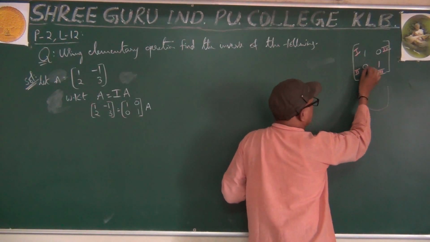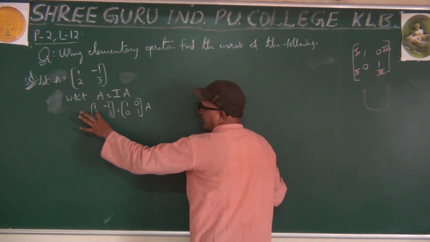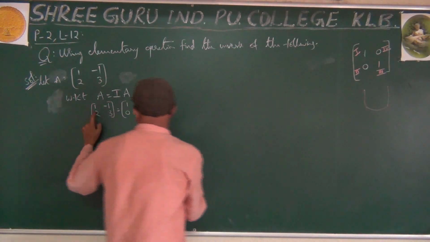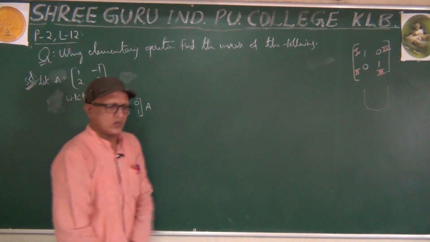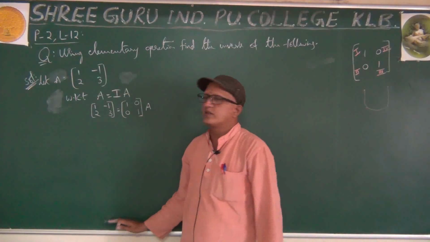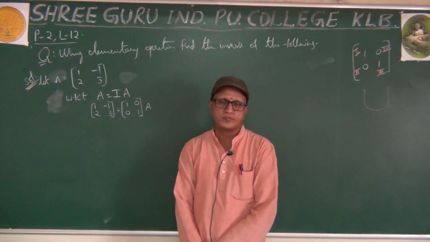Roman letter 2: in this place, in place of 2, we want 0. I already told you, just keep on listening. Once after completion of the final step, you will understand everything I have done here.